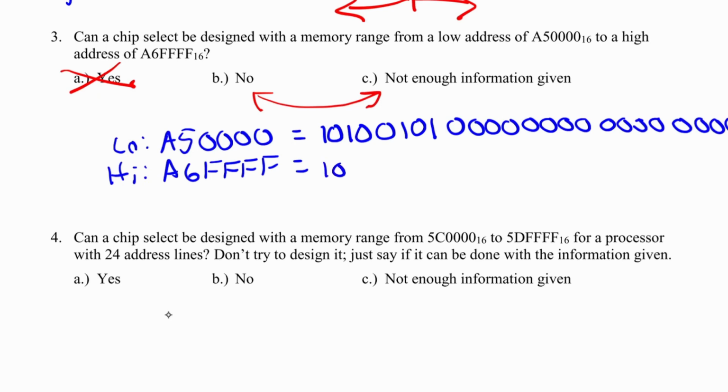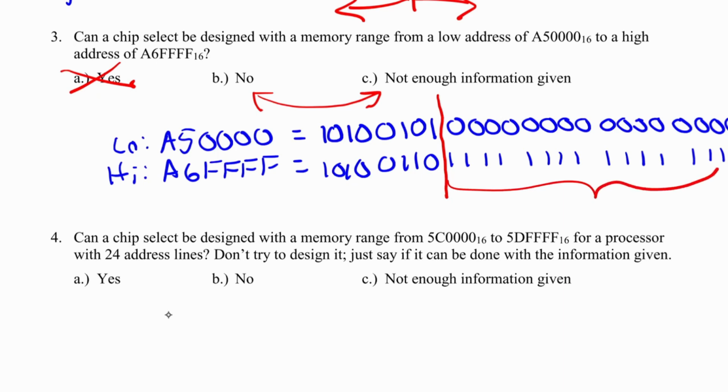Now we look at A6FFFF. Now, this one is suffering from exactly the same problem that the first one was suffering from. It looks like we could draw the line right here so that these bits go to the memory device, right? And these bits go to the chip select. The problem is once again, we've got these two least significant bits that are a problem. They don't stay consistent across the whole range. So the answer is no.